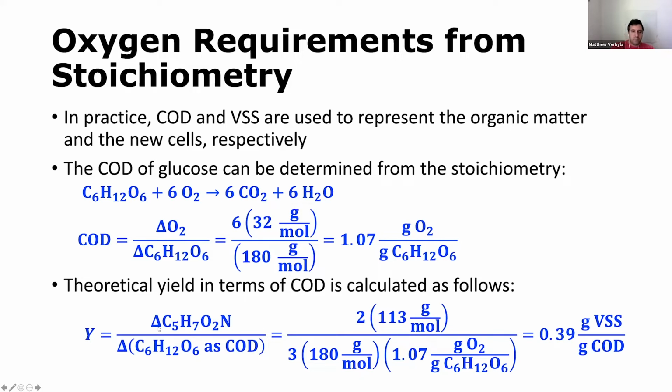And again, the molar relationship between microbial biomass and glucose that we saw in the previous slide was 2 to 3. However, here, the difference is that we're converting that glucose to a COD equivalent. Instead of grams of glucose, we're representing this per gram of COD or per gram of oxygen needed to produce that microbial biomass. So we see here that 0.39 grams of bacterial cells are produced for every gram of COD that's being degraded. In other words, every gram of oxygen that's being consumed in the reaction.